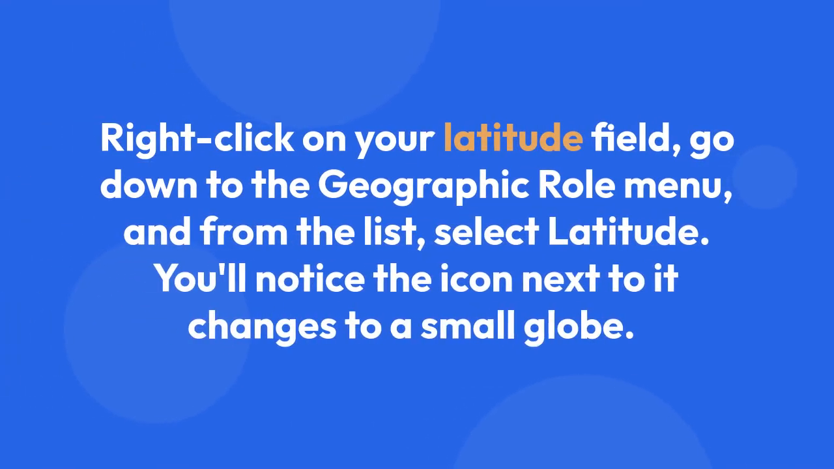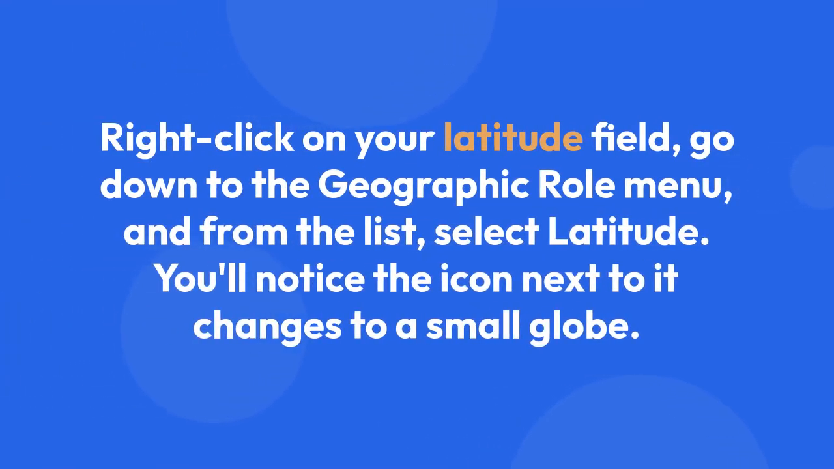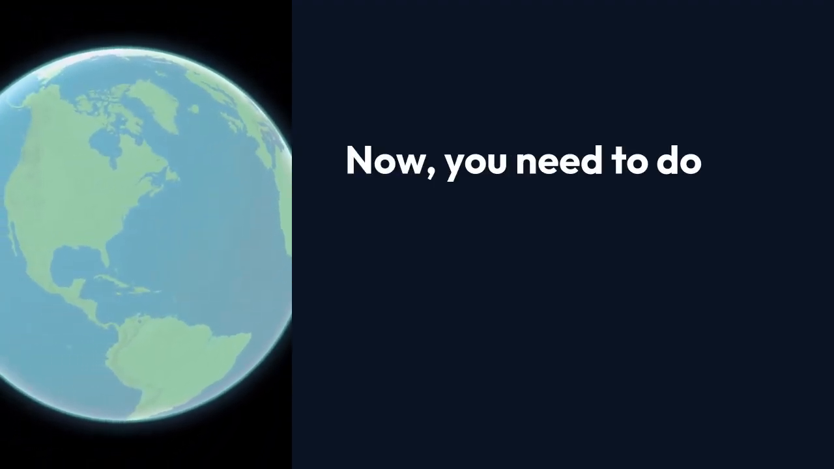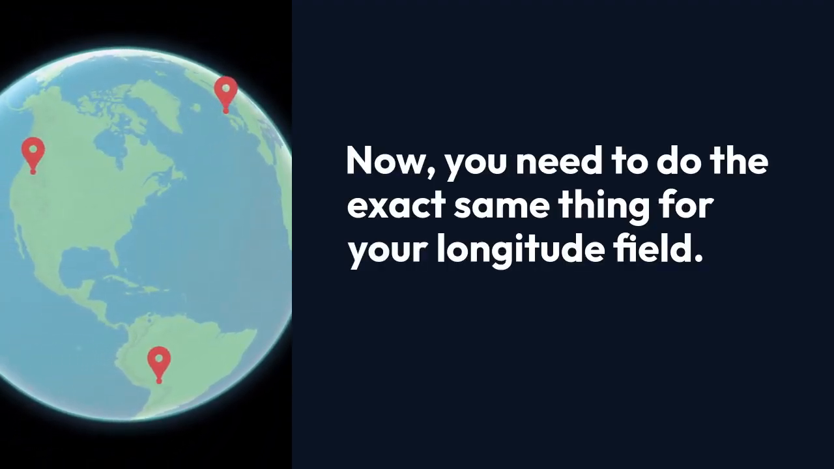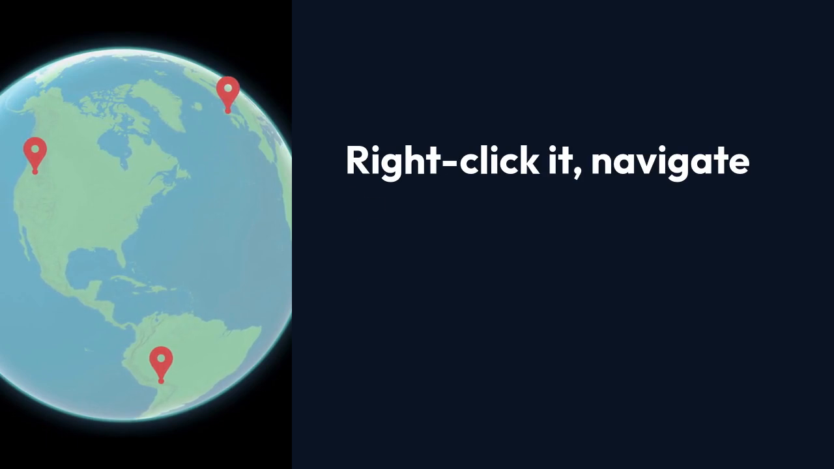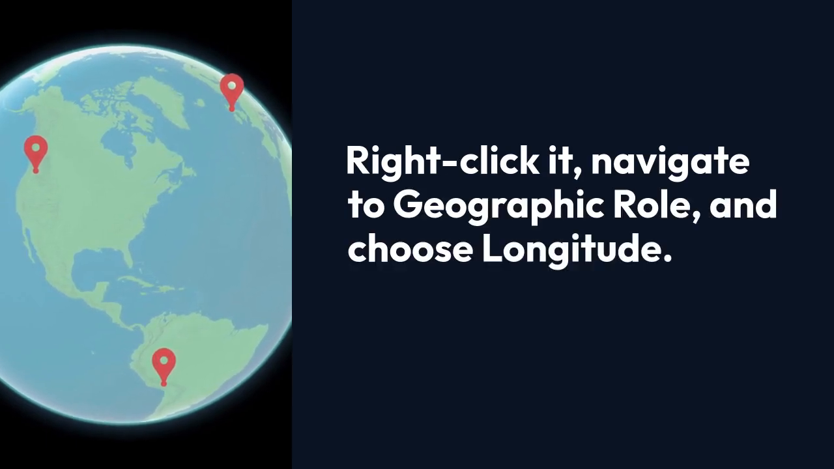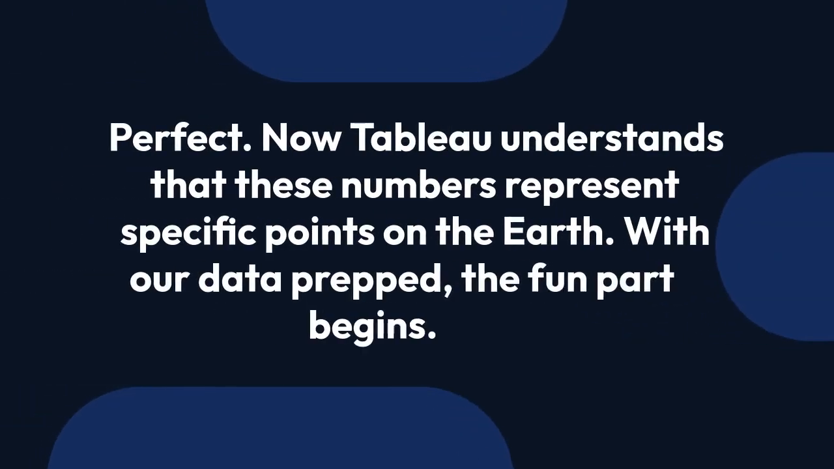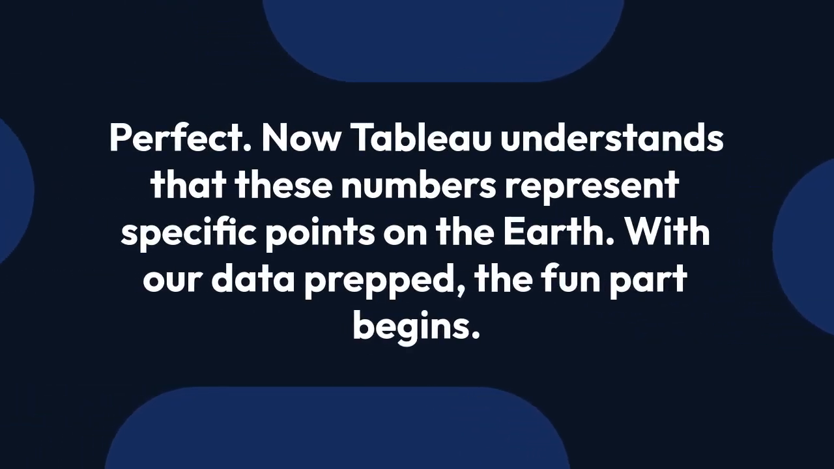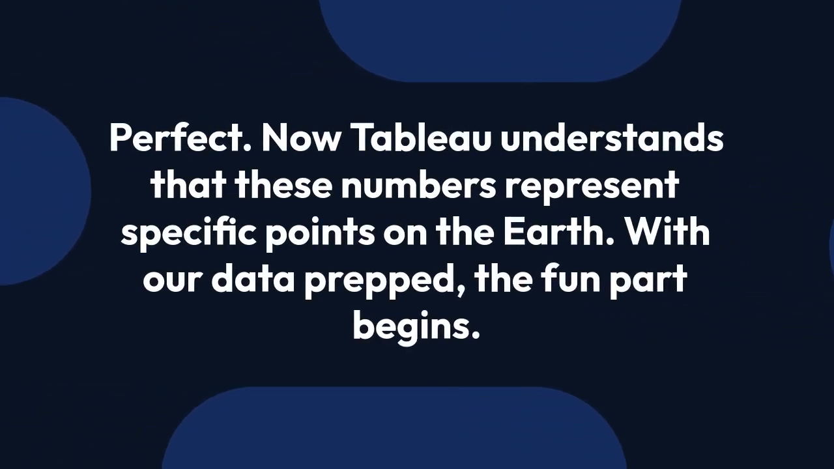Right-click on your latitude field, go down to the Geographic Role menu, and from the list, select Latitude. You'll notice the icon next to it changes to a small globe. Now, you need to do the exact same thing for your longitude field. Right-click it, navigate to Geographic Role, and choose Longitude. Perfect! Now Tableau understands that these numbers represent specific points on the Earth.